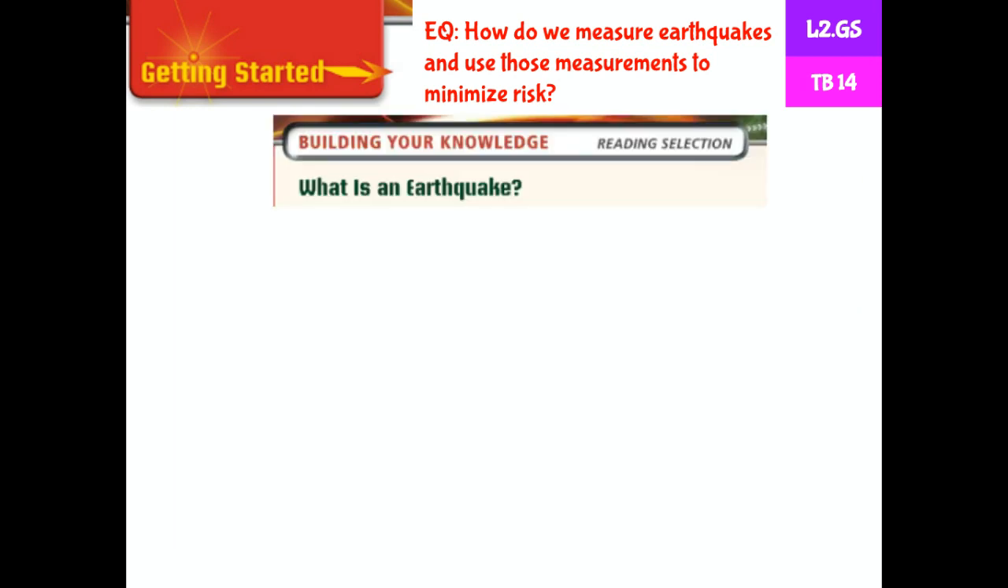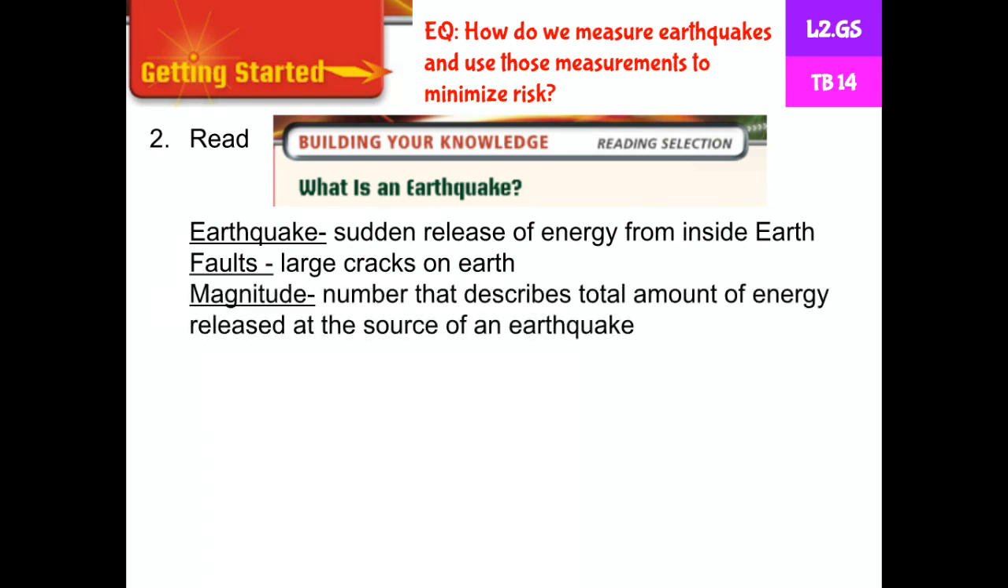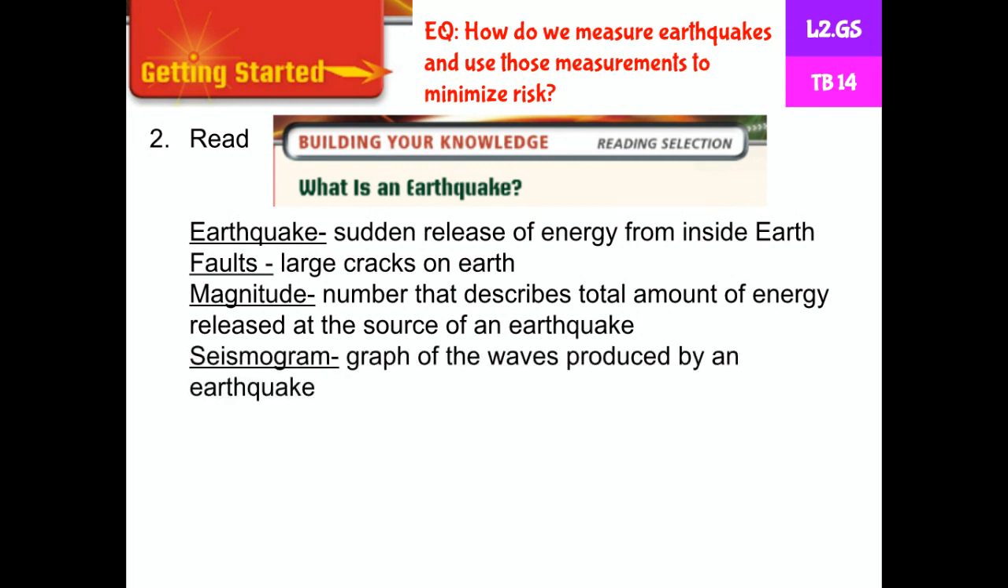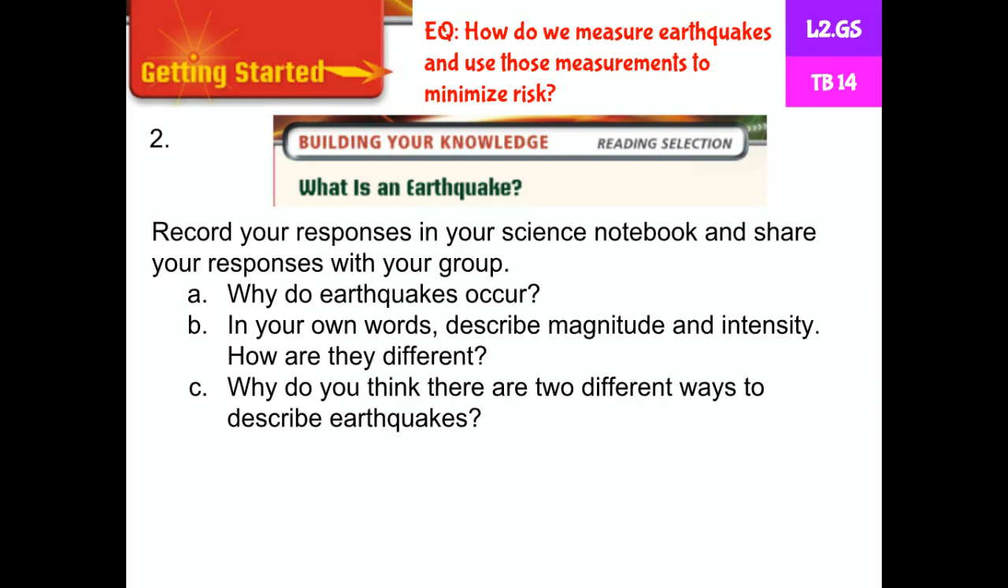So as we read "What Is an Earthquake" today, we're going to want to focus on vocabulary. An earthquake is a sudden release of energy from inside the earth. Faults are large cracks on earth. Magnitude is a number that describes the total amount of energy that's released at the source of an earthquake. A seismograph is a graph of the waves produced by an earthquake. And intensity is the kind of damage caused by an earthquake as well as people's reaction to it.